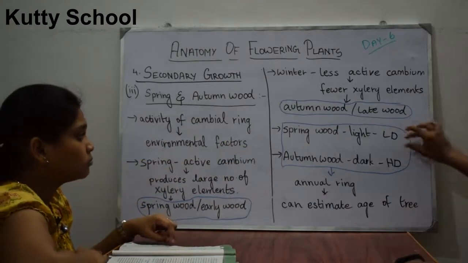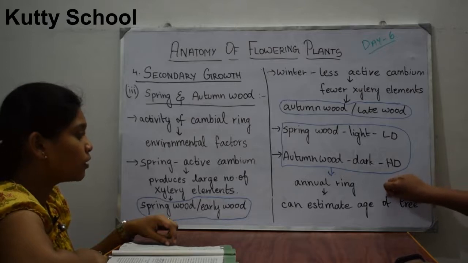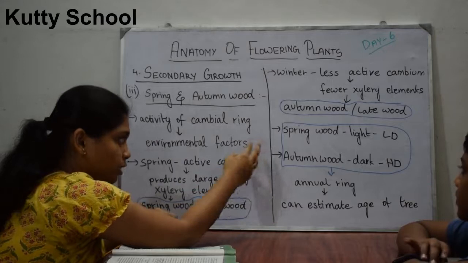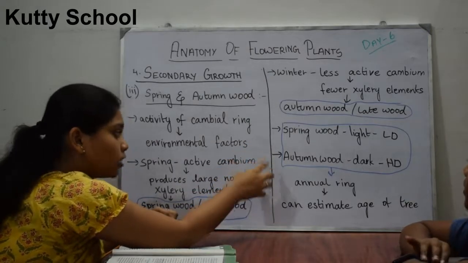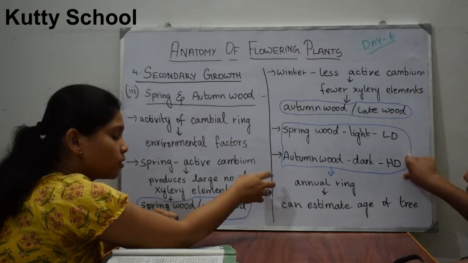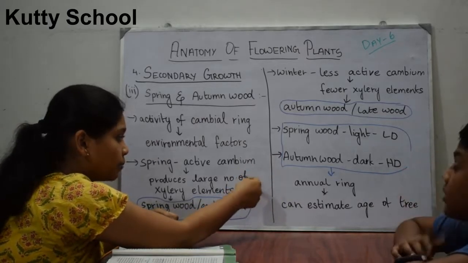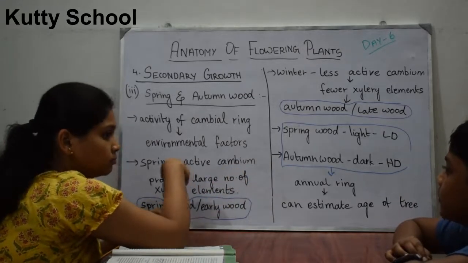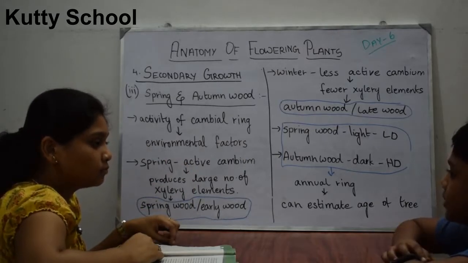So should we combine both of these? No, you do not have to combine. Spring wood is light in color, and autumn wood is dark in color, so it appears like lines. You will count all the lines, which are autumn wood. If one line is equal to 6 months, that is what I'm saying.